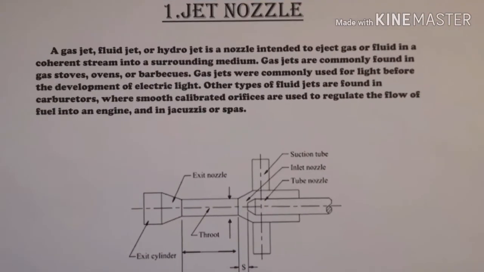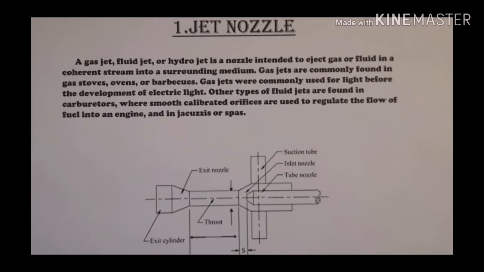Firstly, jet nozzles. A gas jet, fluid jet, or hydrojet is a nozzle intended to inject gas or fluid in a coherent stream into a surrounding medium. Gas jets are commonly found in gas stoves, ovens, or barbecues. Gas jets were commonly used for light before the development of electric light. Other types of fluid jets are found in carburetors, where smooth calibrated orifices are used to regulate the flow of fluid into an engine, and in jacuzzis or spas.